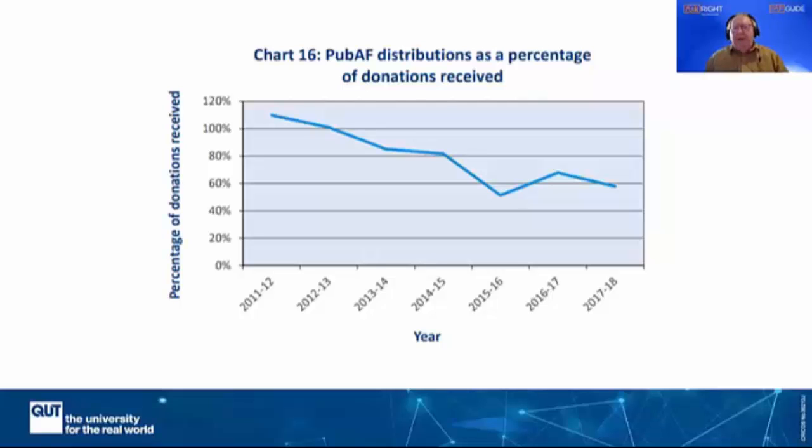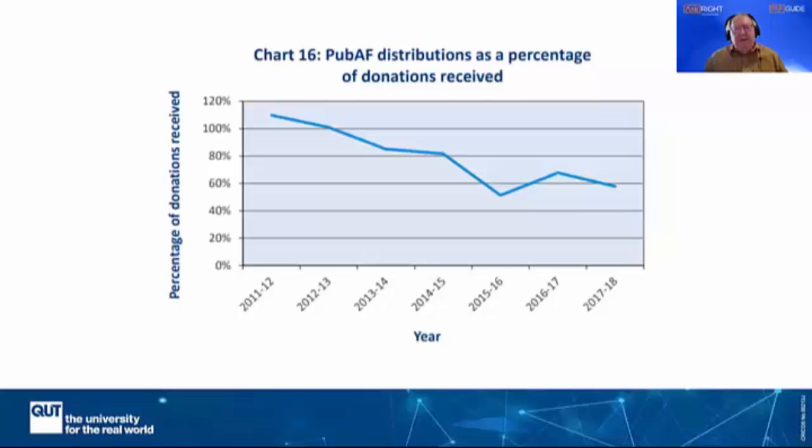But if you look at the distribution according to donations received, this is a very significant decline. In this last year studied, now dipping below 60%. And you have to say it's headed to 50. So what's going on? One of two things: either public ancillary funds are hoarding more funds than they used to, or their costs have increased and they are unable to distribute.